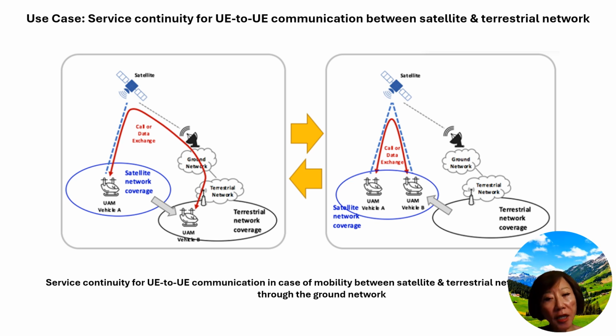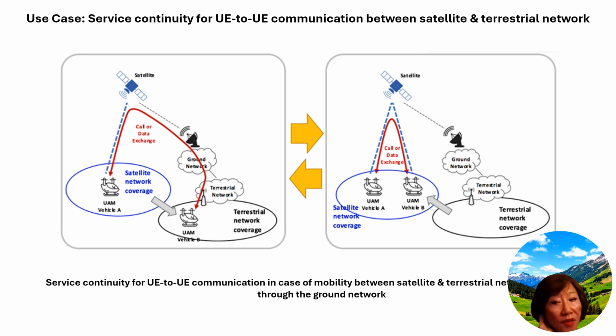The use case here again showcases the interaction between satellite and terrestrial networks in providing continuous coverage. This is again a hybrid network scenario. This is providing mobility support for sure, because the vehicles, the UAVs, are moving, and the scenario highlights the system's ability to handle both vehicles transitioning between different network types. So this is mobility support that is being provided.